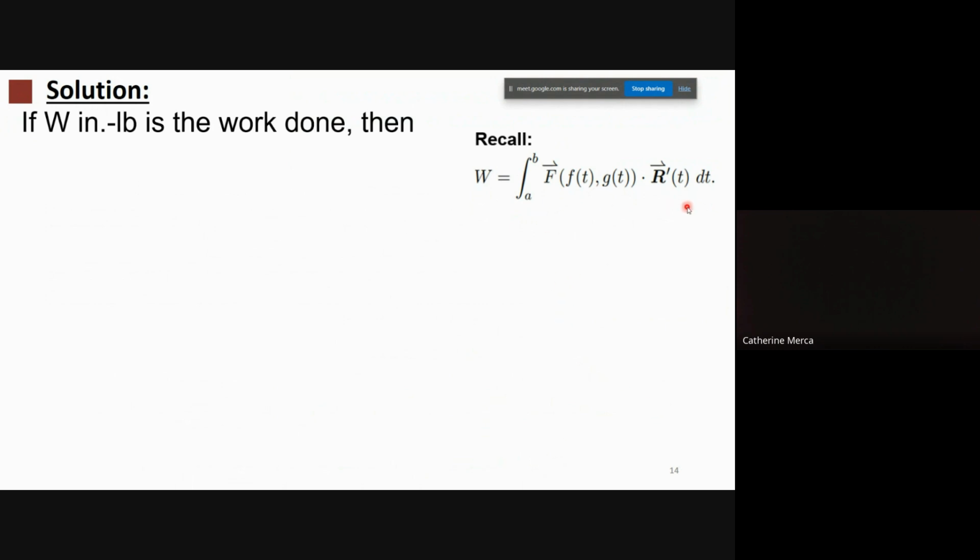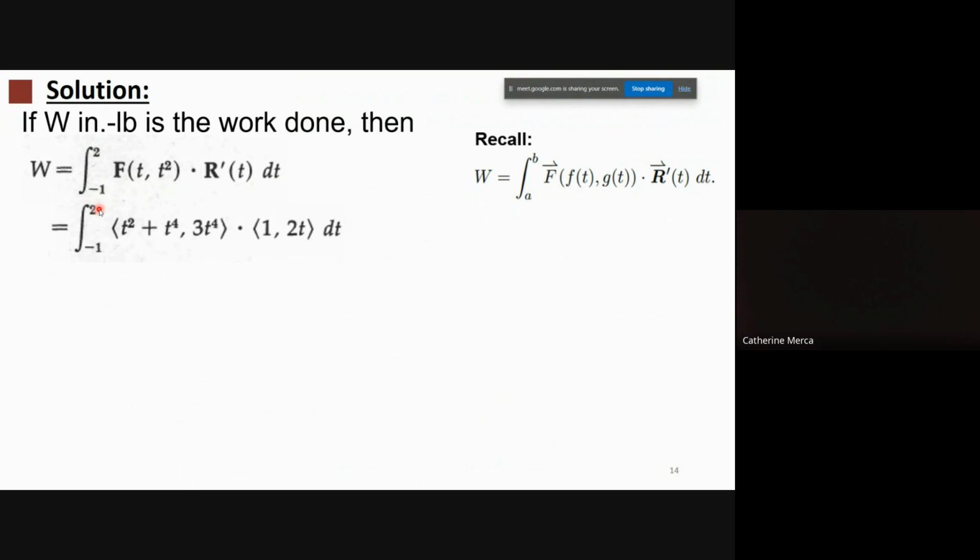Recall that this is our formula for work, F of r of t dot r prime of t dt. And we simply come up with F of r of t dot r prime of t dt, but remember that it's from -1 to 2. So r prime of t is (1, 2t), and F is (t squared plus t to the fourth, 3t to the fourth). Why 1 and 2t? Remember that r of t is t i plus t squared j. So the derivative of the first is 1 and the derivative of the second is 2t.